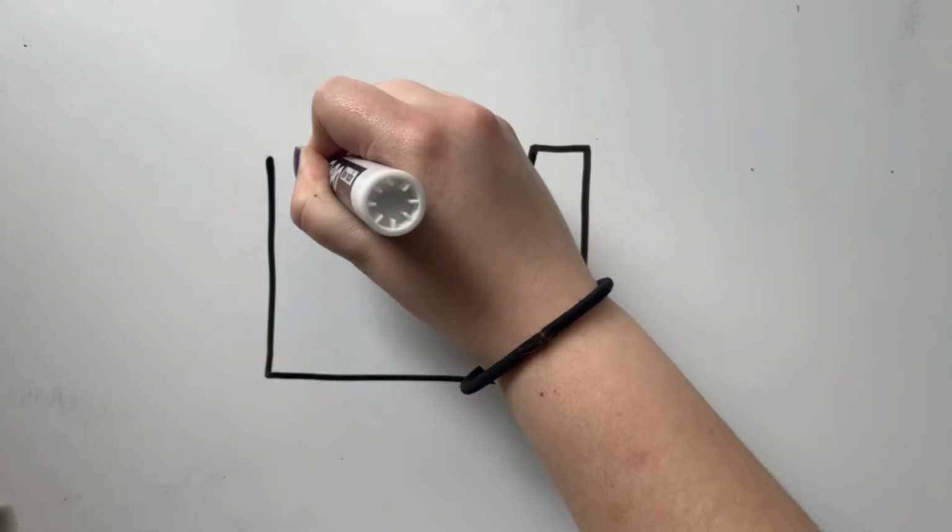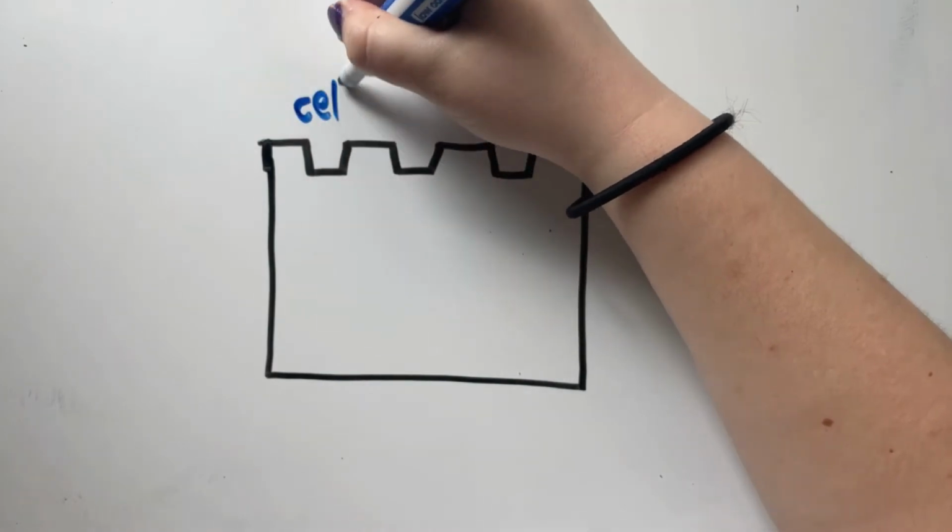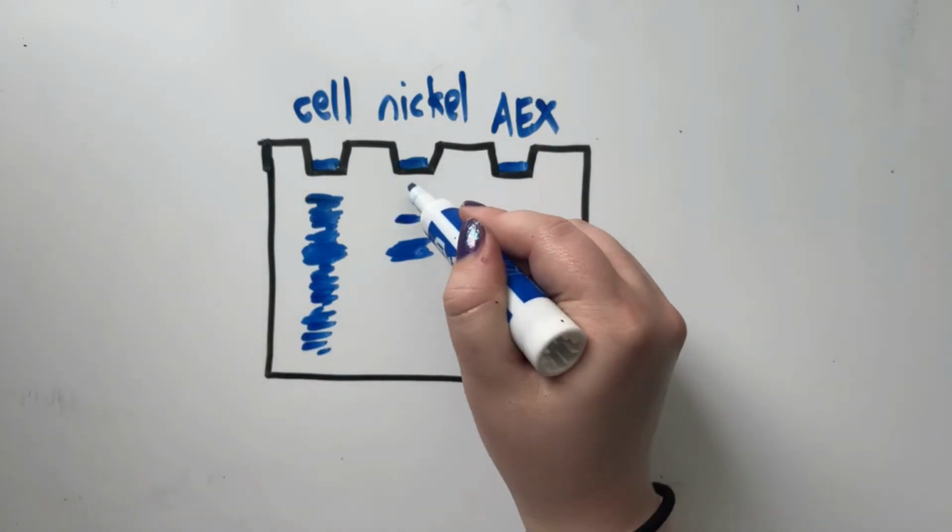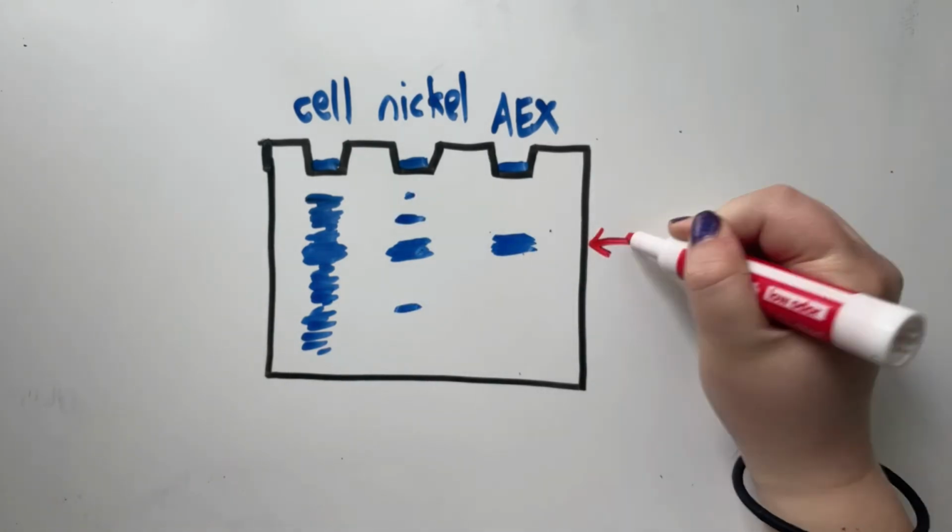The purity of the protein can be verified in a protein gel. Here, I've drawn an example of what a gel should look like with a sample from the unpurified cell, nickel column eluent, and anion exchange eluent.